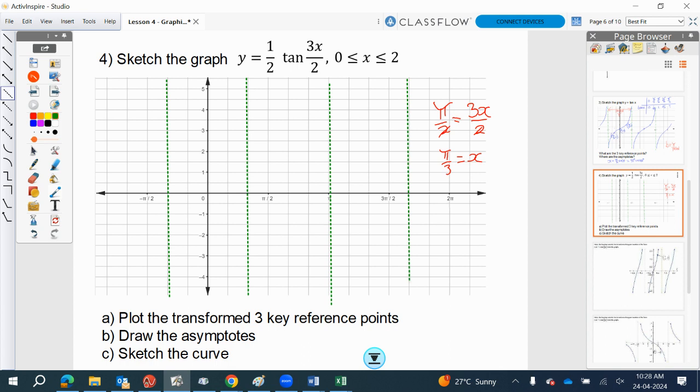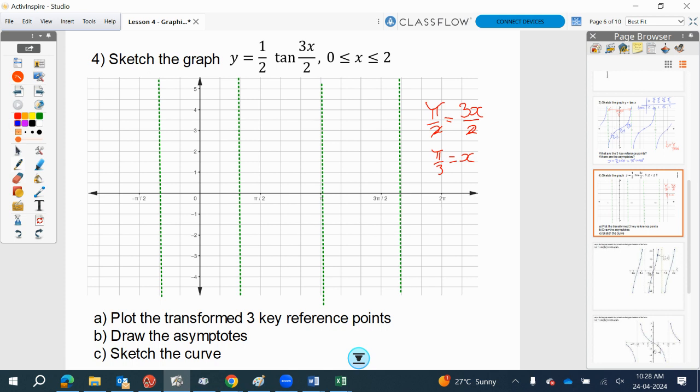I'd rather just count the dots. 4 squares apart. Once I figured that out, it was super easier. So next up, we need to draw our reference point. Our reference point is always, so there's no horizontal shift, so we're gonna go through here.